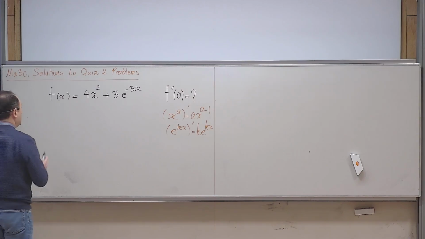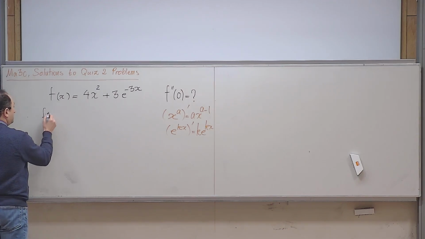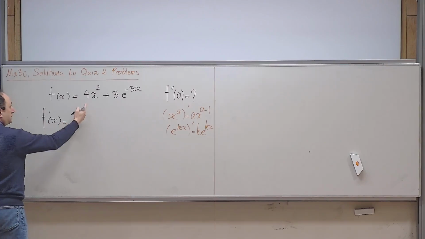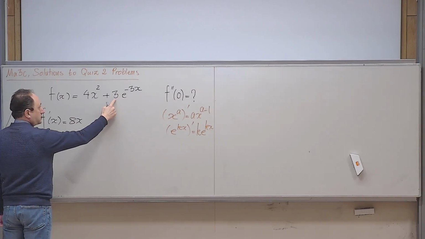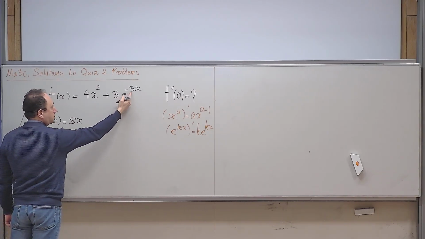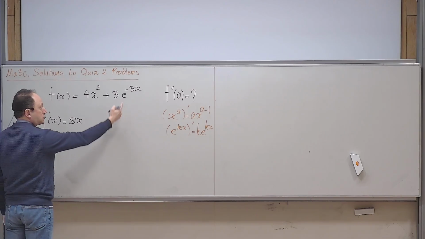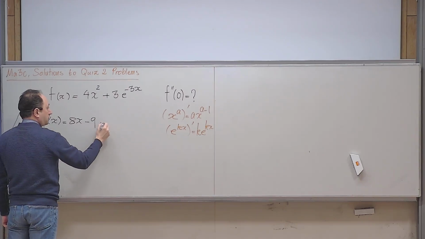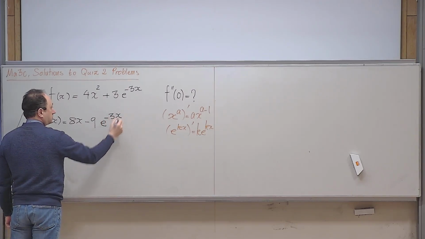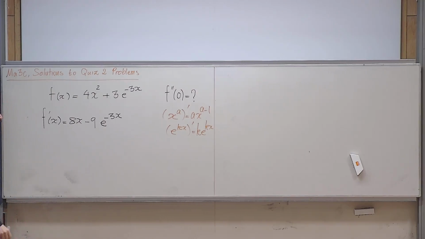So what can I do now? I can calculate the derivative of the function f. This becomes 8x. But this 3 is a constant, so what should I do? This minus 3 is playing the role of that k. So that k goes down, minus 3 times 3 is minus 9, but the function repeats itself. So this is the first derivative.